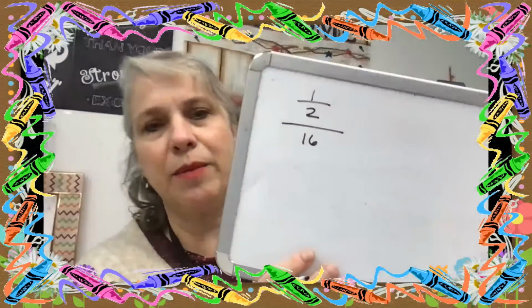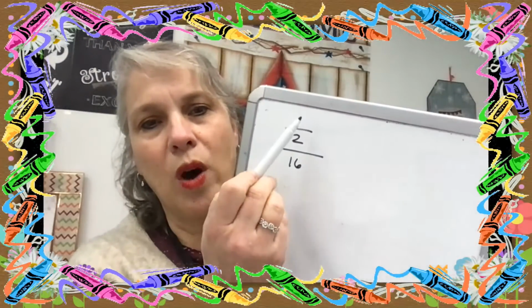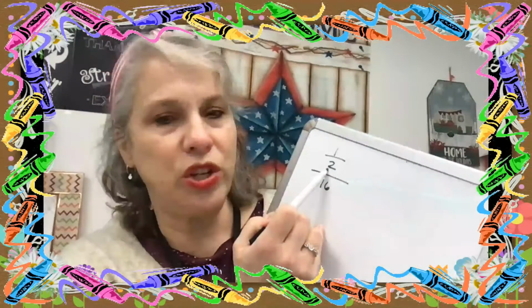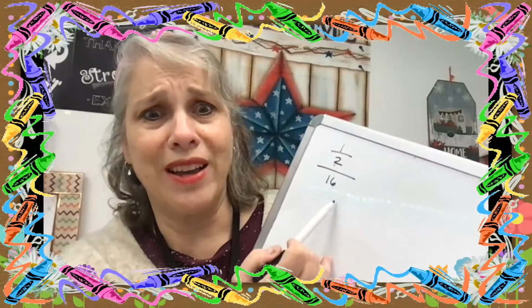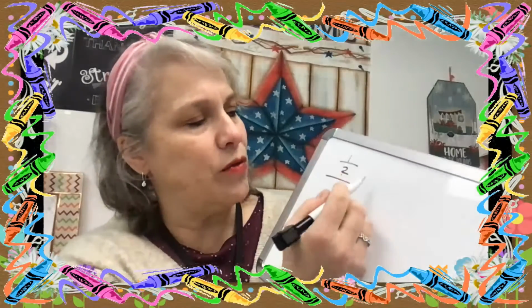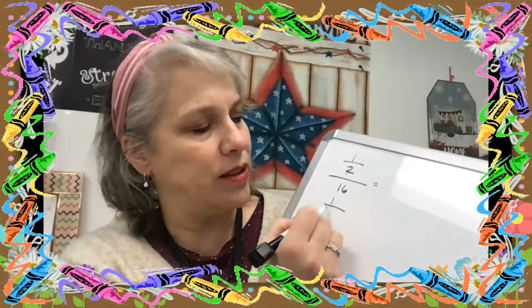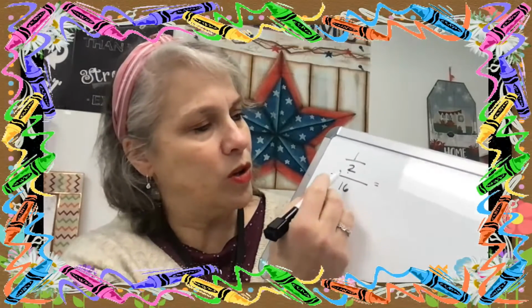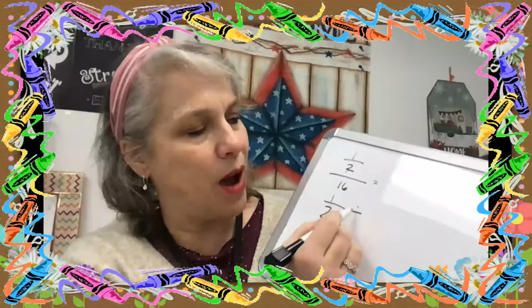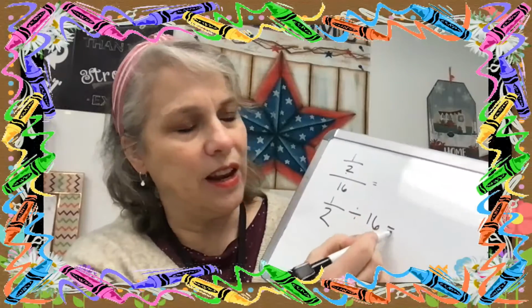First of all, a complex fraction is like a double fraction, okay? So if I had something like this, it means 1/2 divided by 16. See, 1/2 is a fraction. It means 1 divided by 2, and then divided by 16. So I can rewrite this to look like something more familiar, which would be 1/2 divided by 16.